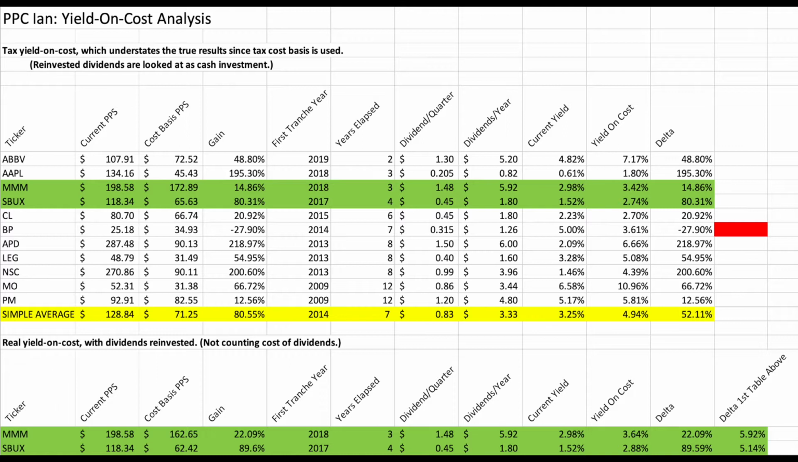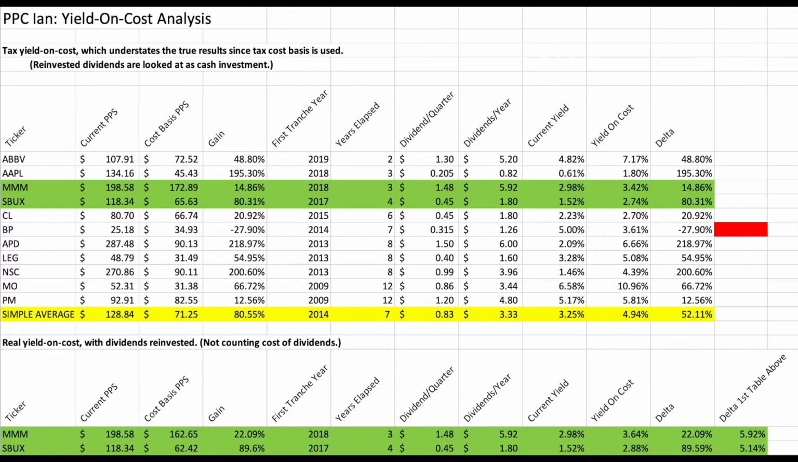Because again, that dividend income, that's not net new money I put in. That's money that the company produced that I put back in. I look at that as free money. So my gains are higher. Now, what I also like to show is my yield on cost is higher. It's actually a 22% delta for 3M instead of 15, and an 89% delta for Starbucks instead of 80. And I show a delta versus the first table above.